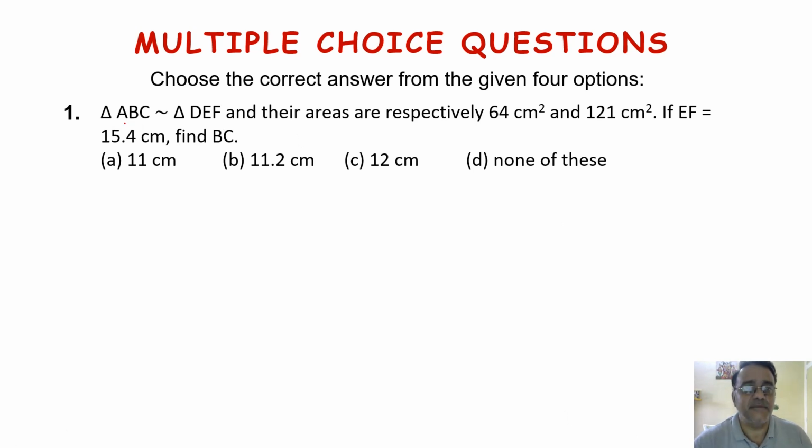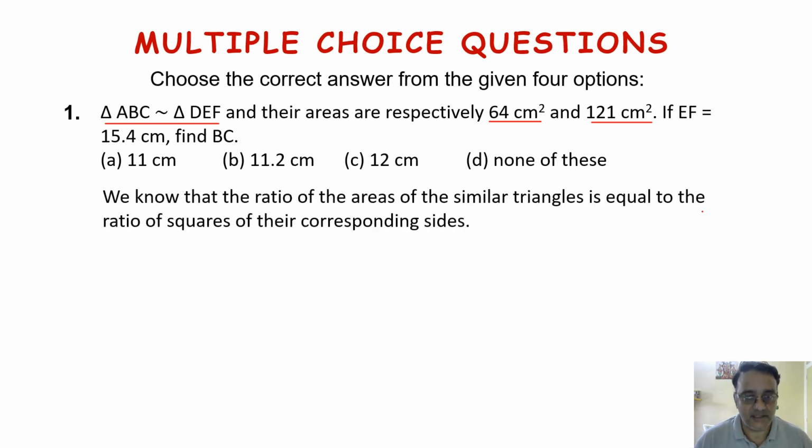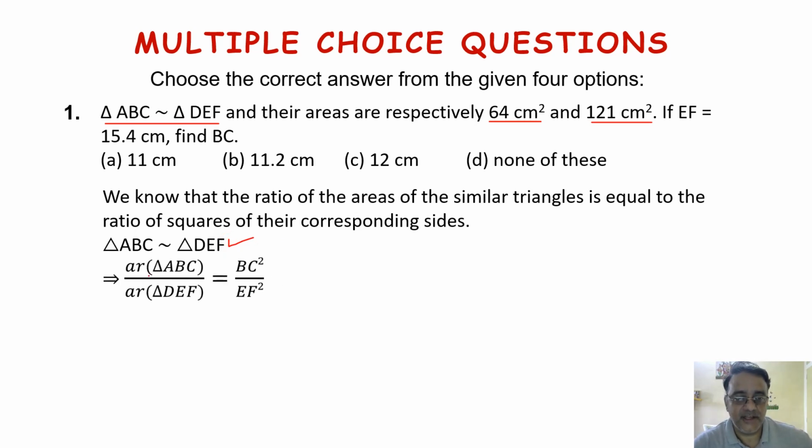Triangle ABC is similar to triangle DEF, and their areas are respectively 64 centimeter square and 121 centimeter square. If EF is equal to 15.4 centimeter, find BC. So we know that the ratio of areas of two similar triangles is equal to the ratio of the square of their corresponding sides. These two triangles are similar to each other, so this will imply this one.